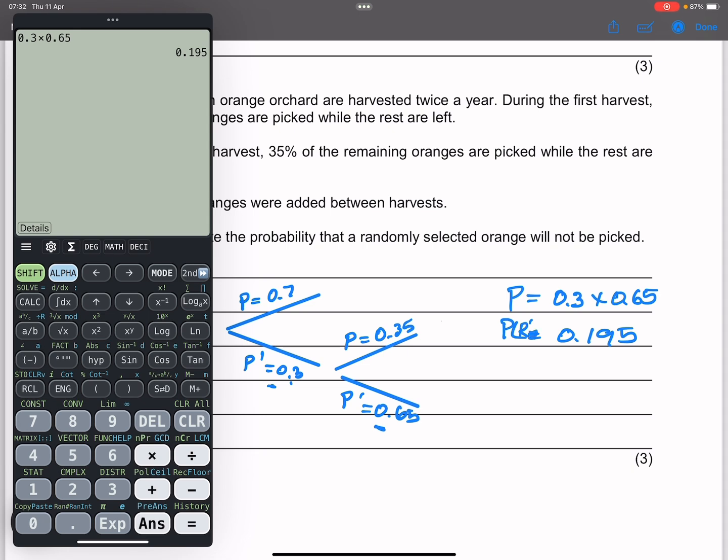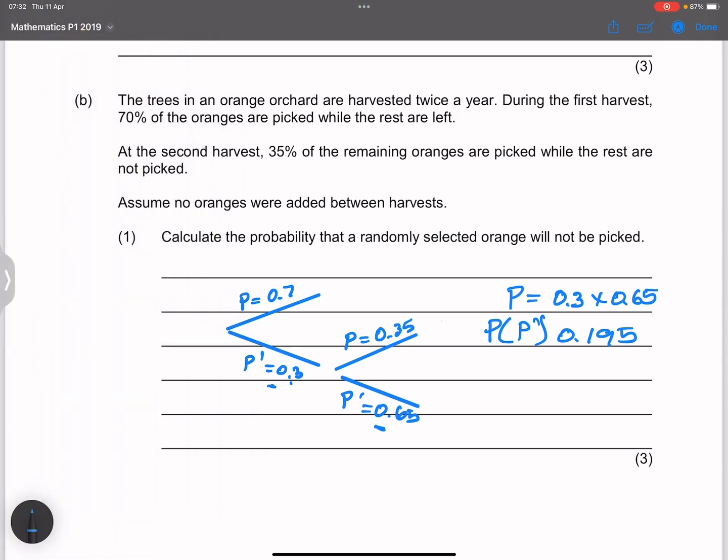Okay, I'm trying to write this nicely. Probability of not picking. Okay, right, so that is it, ladies and gents. Okay, let's go on to the next question.